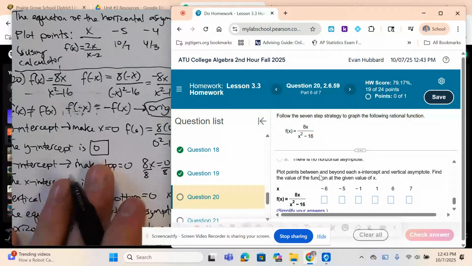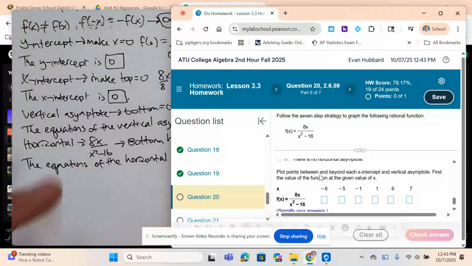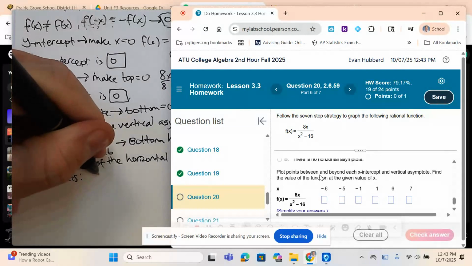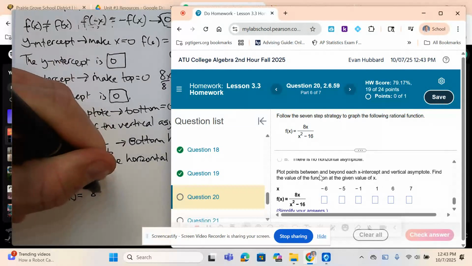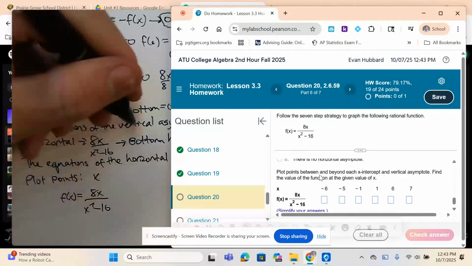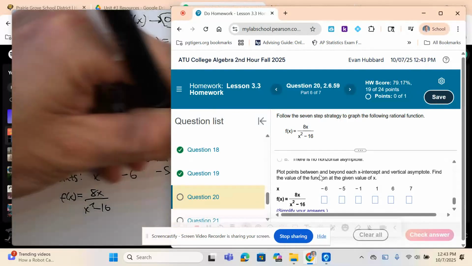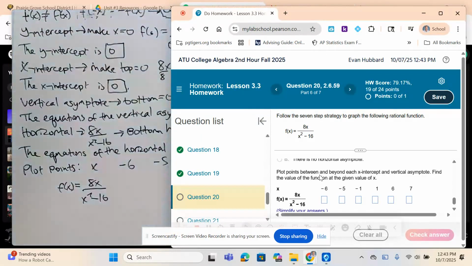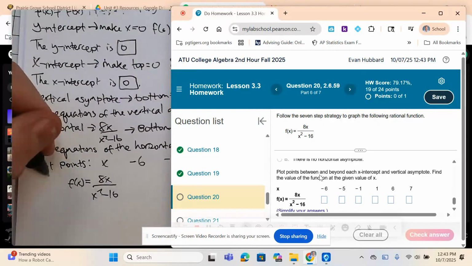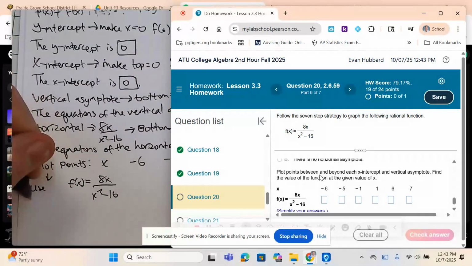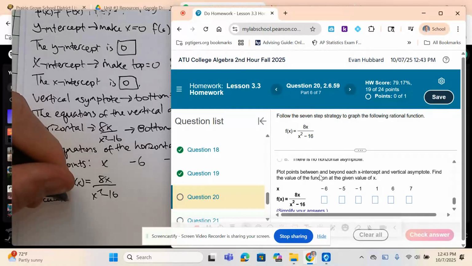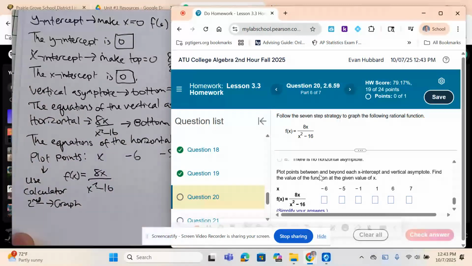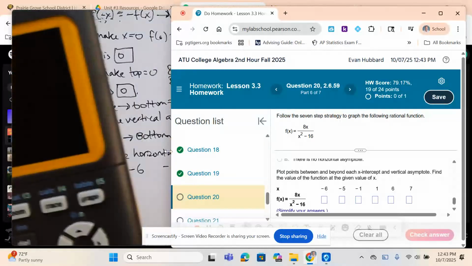Now, plotting the function, this is where I would use the calculator. So plot points. I've got x, and I've got f of x equals 8x divided by x squared minus 16. My x's are negative 6, negative 5, negative 1, 1, 6, 7. So I do use the calculator here. Use second graph. Okay, so I entered it as a fraction.